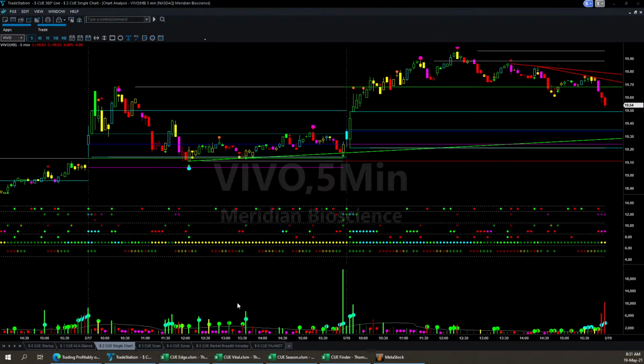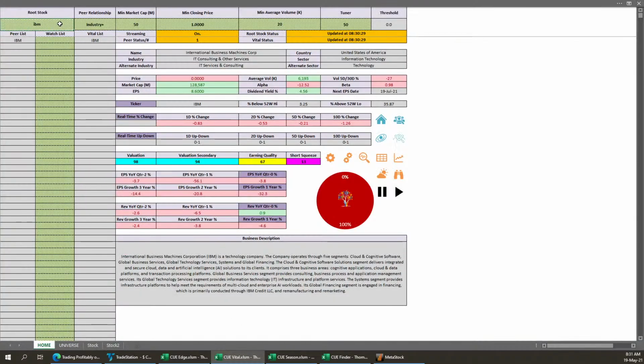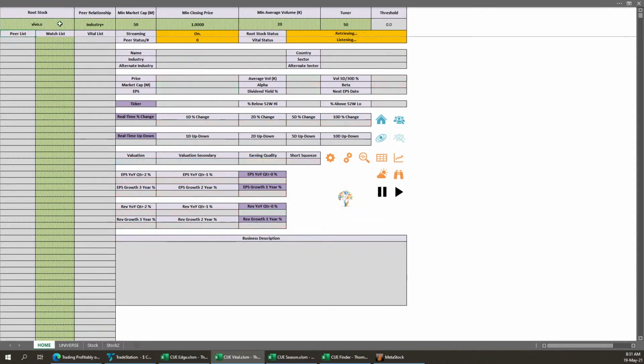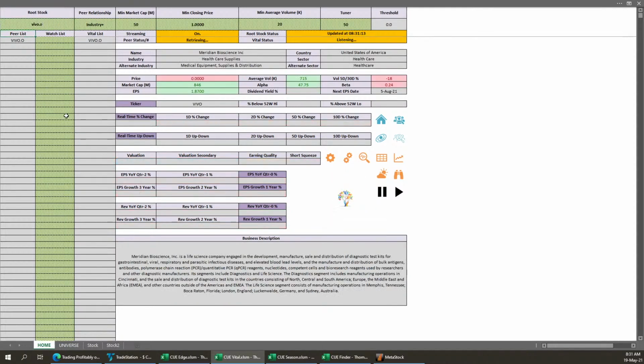Now, why did I choose Vivo was also because of its fundamentals. I'm going to use Q Vital to check its fundamental strength.